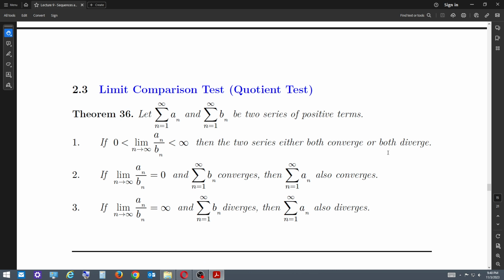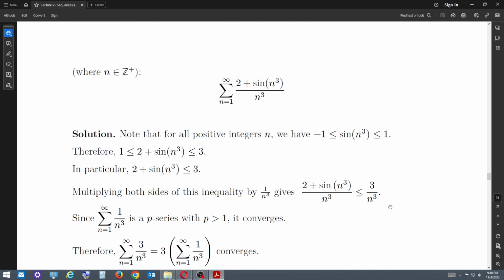Alright, now the limit comparison test is a lot more straightforward to do. Right? It's a lot more to remember in terms of the conditions and stuff, but in terms of actually doing the test, it's easier because you don't have to worry about trying to make inequalities and things like that.